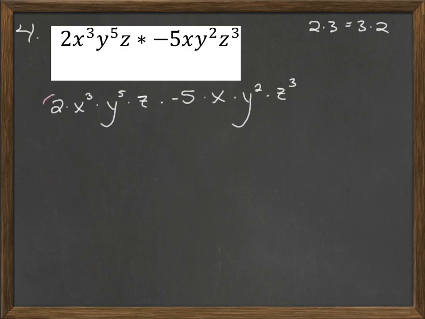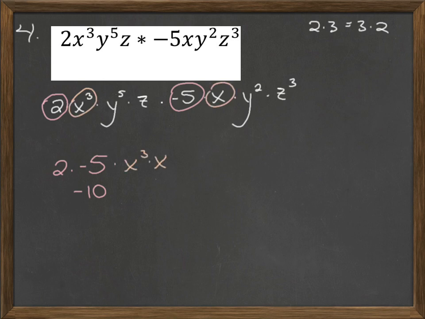So let's start with our numbers. We have a 2 and we have a negative 5. So I'm going to rewrite this as 2 times negative 5. And you might realize that's just negative 10. Okay? So then we're going to move to our x's. We have an x to the third power, and we have an x by itself. So remember, that's x to the first power. So then we can apply the product rule here. So 3 plus 1 is 4, so we're going to get x to the fourth power.